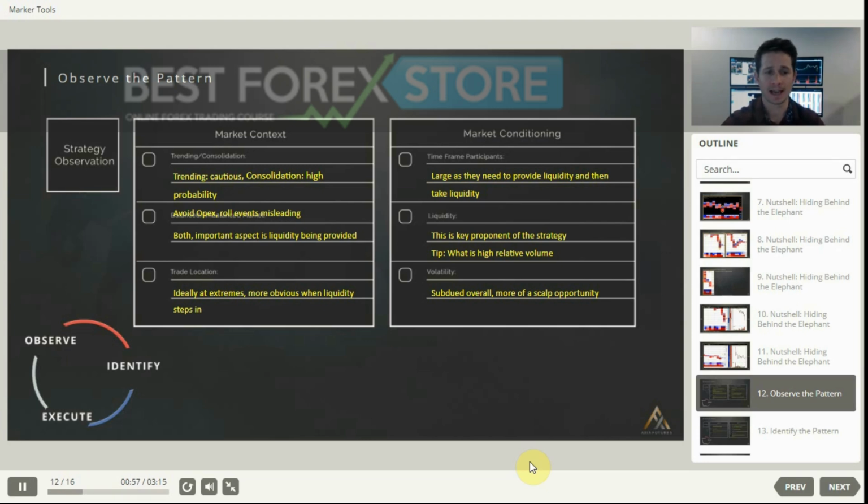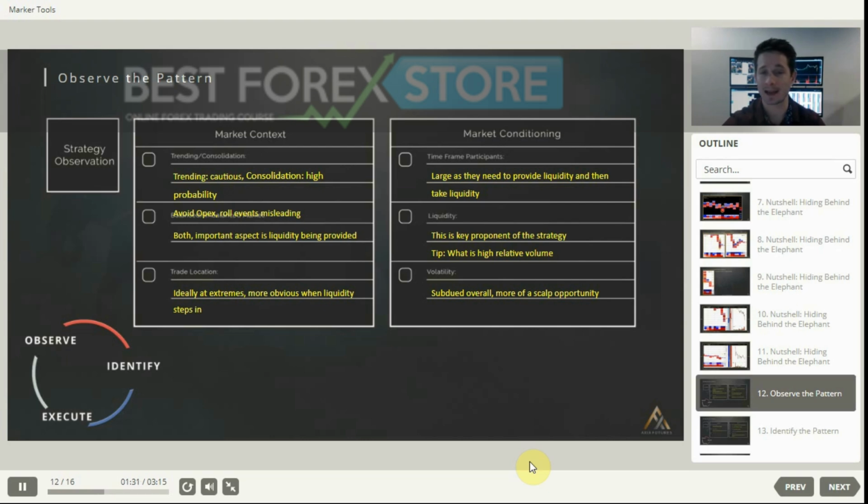First and foremost, in terms of market context, is this best found in trending or consolidation markets? Now note, I said obviously in trending conditions, be cautious, because when we do find an elephant in trending conditions, it can very quickly extend beyond that elephant. So we said we'd ideally like to see this more in a consolidation type phase, as it is a much higher probability. Now do note, avoid this strategy in times of OPEX or rolls, simply because the price action and the liquidity being provided can be relatively misleading.